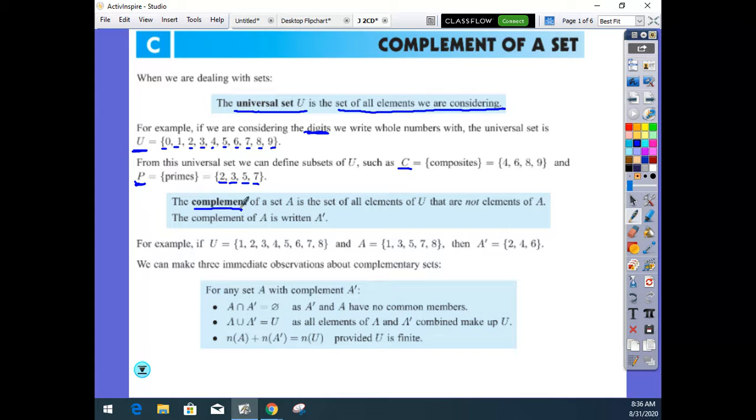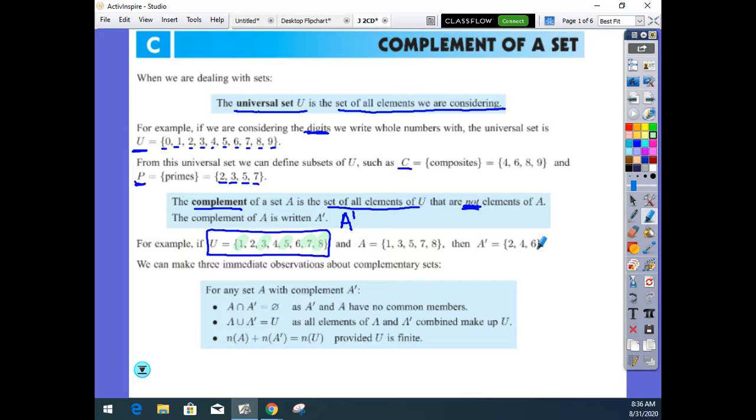Now the complement is the set of all elements of U that are not in A. And we mark that A prime. For example, say that these are my universal numbers. Each time we set up our universal set it is something different, or sometimes it's the same, it doesn't matter. Just make sure you understand what the universal set of numbers is for this problem. Out of these numbers, if A is made up of 1, 3, 5, 7, and 8, A prime are the numbers not in A: 2, 4, 6.